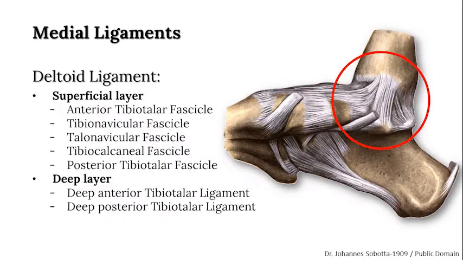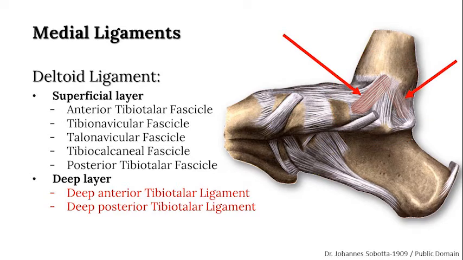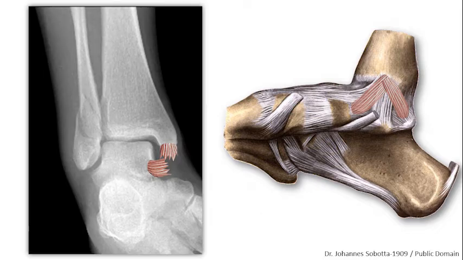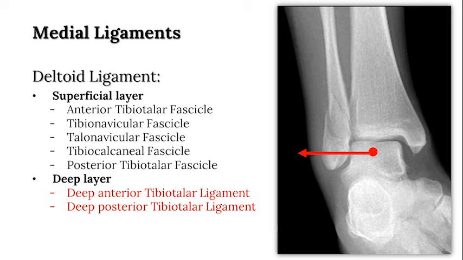Medially, the deltoid ligament is made up of two main components: the superficial layer as well as the deep layer. The deep component is made up of the anterior and the posterior tibiotalar ligaments. While both the superficial and the deep components can be injured, it is thought that with rotational ankle fractures, injury to the deep component of the deltoid ligament leads to lateral talar shift and malalignment of the mortise.